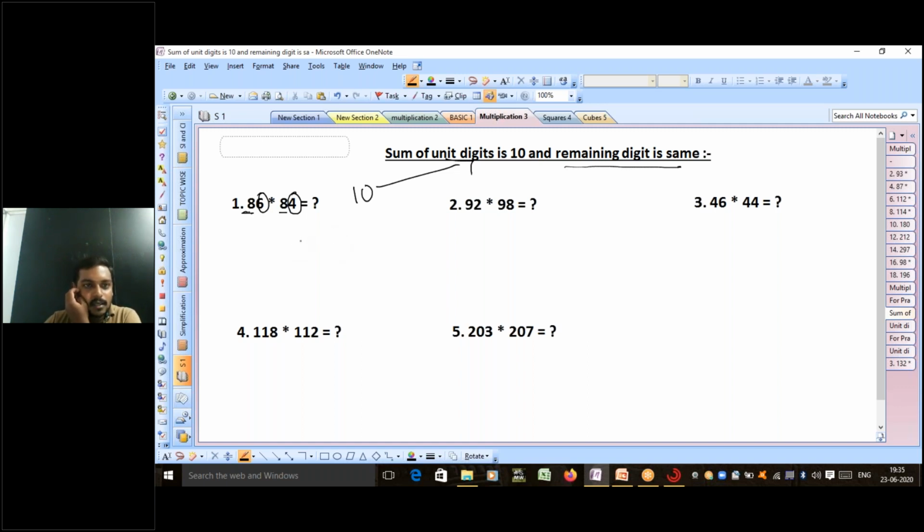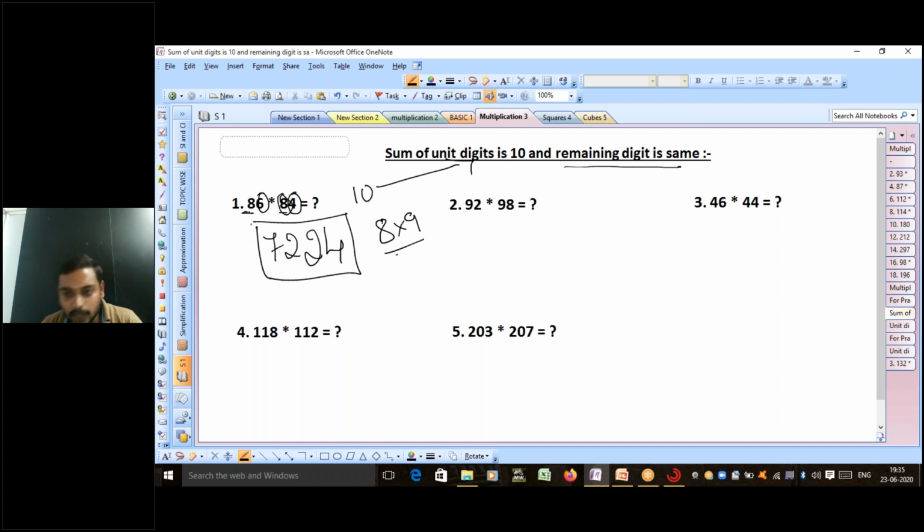So in this situation, how to multiply? Just take the unit digits. 6 4s are 24. It is the right part of your answer. Just take any one remaining number, that is 8. Multiply 8 with the next consecutive number. Consecutive number means next number. So 8 into 9. 8 9s are 72. So the answer will be 7224.